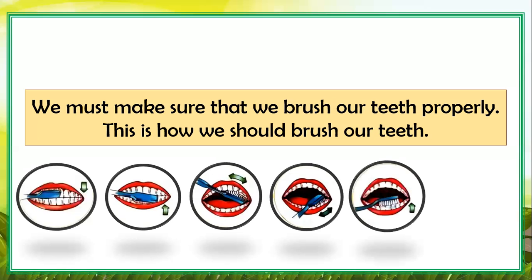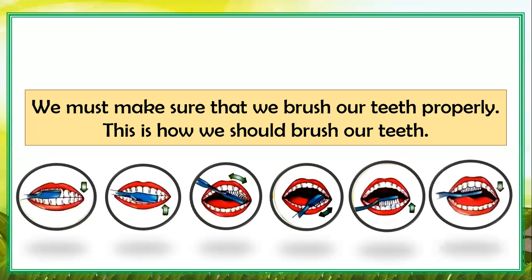Next, we also need to brush the back of our lower teeth, as well as the back of our upper teeth. So again, this is the proper way how we should brush our teeth. And also, we need to brush our tongue to remove germs from it after eating, and to prevent bad breath. All right.